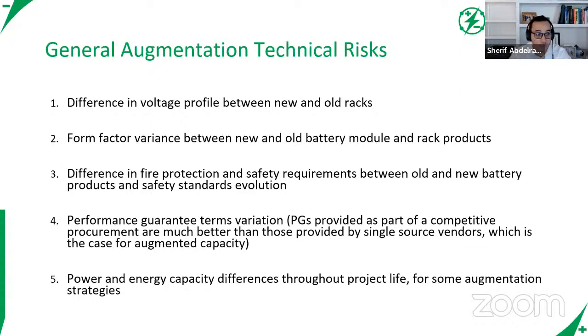Another one that gets very often missed is the difference in fire protection and safety requirements between old and new battery systems. We all know there's a lot evolving in the fire safety space. There's been a lot that has changed in NFPA 855 over the past, I want to say, 3 or 4 years. So when you're planning an augmentation strategy, you're probably planning at least 5 years out into the future. So it's very likely that we'll have different safety standards then that may affect how you're connecting your new batteries.